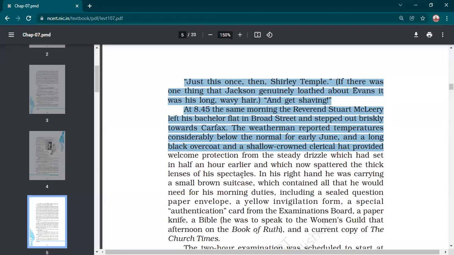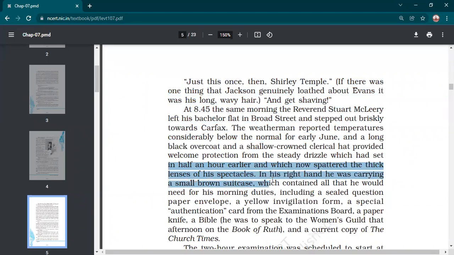So this is the appearance of the invigilator, Stuart McLeary, who is coming to conduct the exam. And very important information now, please be very vigilant here. At 8:45 a.m., Reverend, meaning respected Stuart McLeary, one of the parsons, has come wearing a long coat, and he is also wearing a hat because it was drizzling outside. And he has reached there half an hour earlier and now spattered the thick lenses of his spectacles.